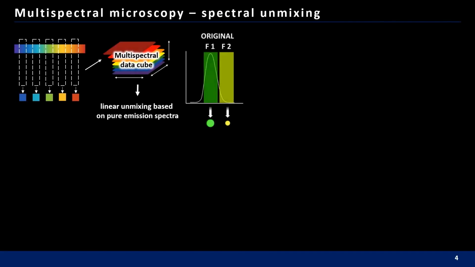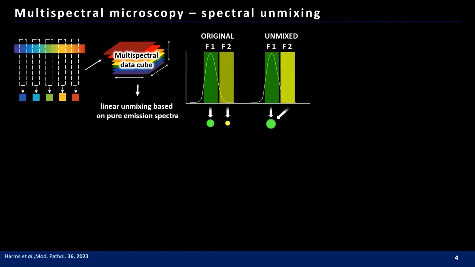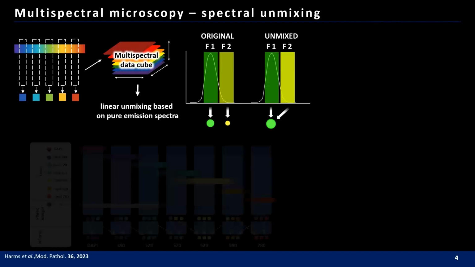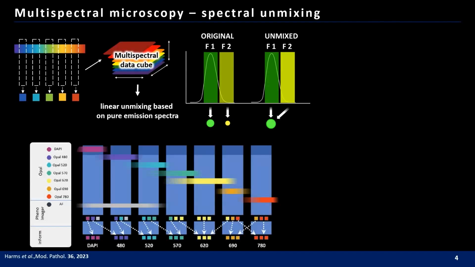Here's how it works. You can see that the green fluorescence emission, which should be solely captured by filter F1, falls into a nearby filter F2. To correct for this, a program reassigns the spectral overlap to the proper signal, separating the two signals from one another. Below, you can see the spectral unmixing as applied to an Opal multiplex immunofluorescence panel.